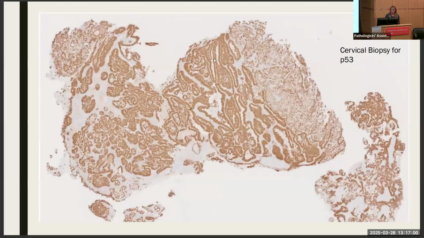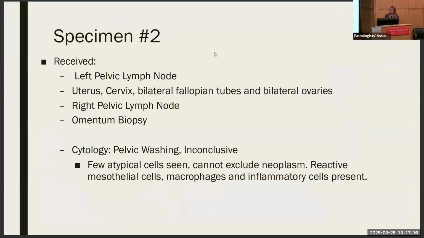So this is a P53 stain that was done during the workup on this cervical biopsy, and it was uniformly very positive. So that led this pathologist to the diagnosis of serous endometrial carcinoma, or serous carcinoma. We'll see endometrial later.